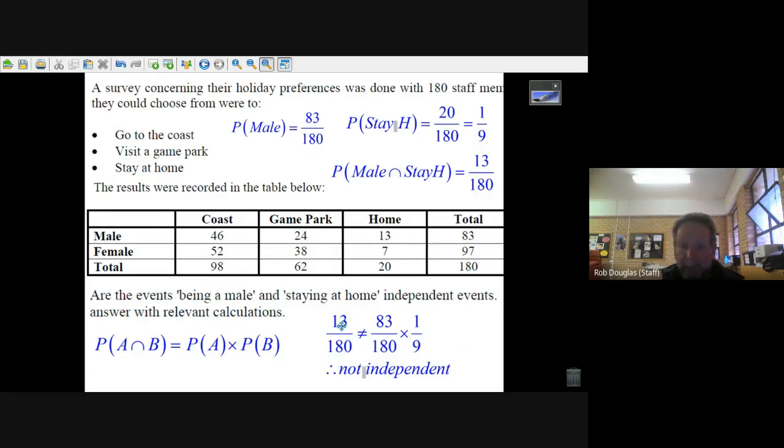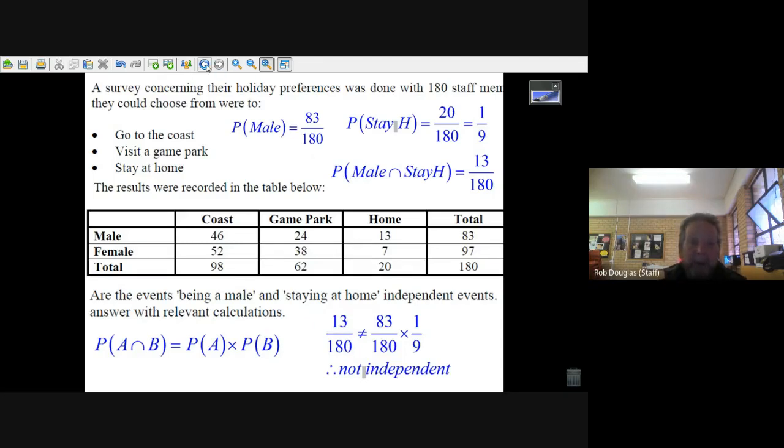So what we do is we take that fraction, 13 over 180, and we compare it to 83 over 180 times 1 over 9. And our calculators tell us that these two fractions aren't the same. So then we can say, therefore, being male and staying at home are not independent events. And all we do is use this test, work out the probability of the two things separately, and then look in your table. You can find the intersection. Just think about, what does it mean? Male intersection stay at home is where home and male come together right there in the table. That's how I got that 13 out of 180.